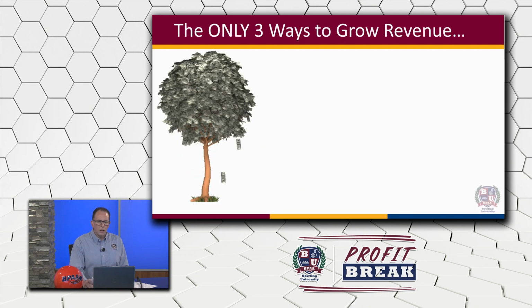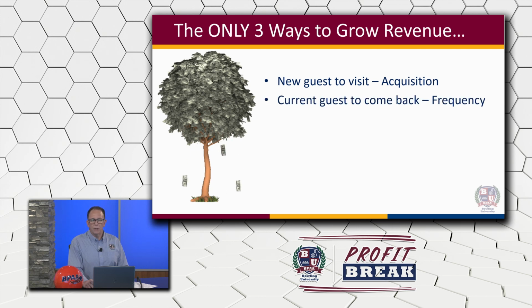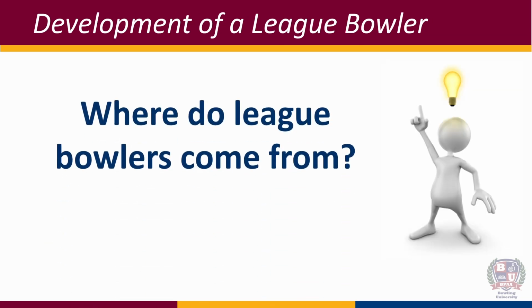What we're going to talk about first is that there are really only three ways to grow revenue. The first one is acquisition. That's getting new guests. We're not going to focus on that one today. The second one is where we're really going to focus today, which is the current guest coming back for another visit. And the third way is increasing the spend of a guest. That's the check average. Again, we're not going to focus on that today either. We're going to focus our time and efforts on increasing guest visits just one more time.